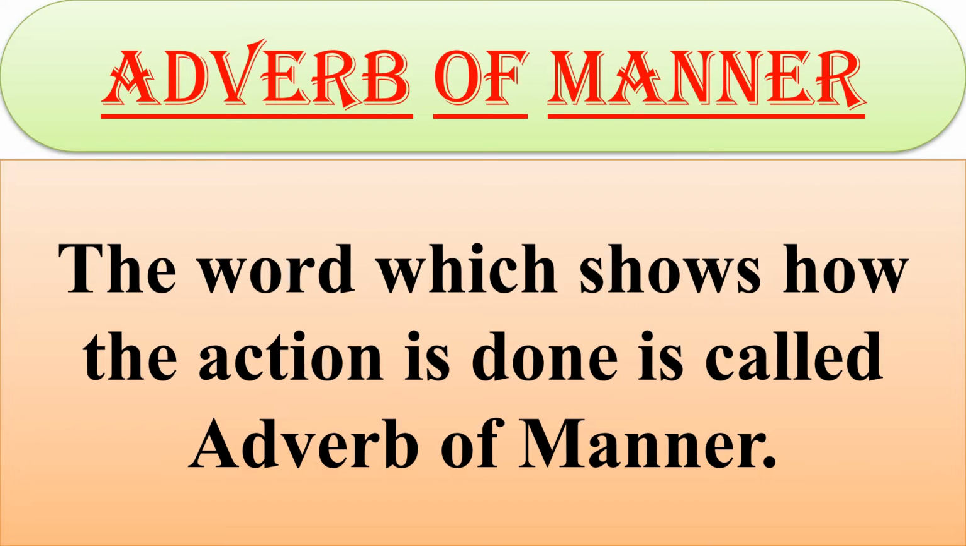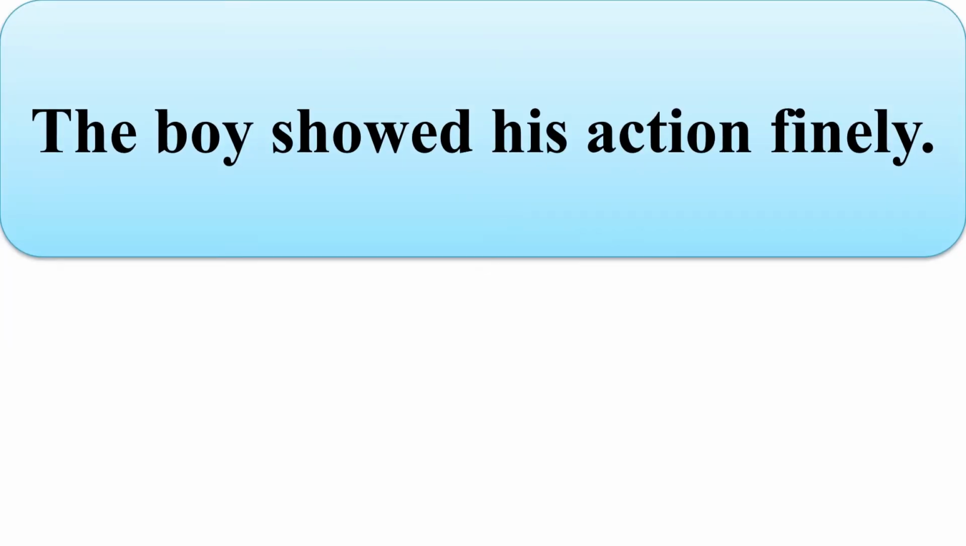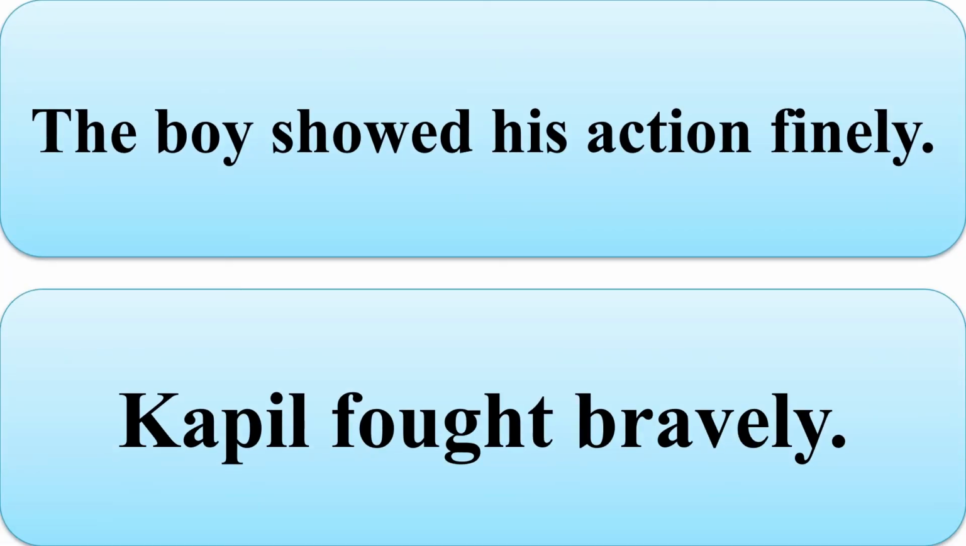जो वर्ड हमें ये बताते हैं कि एक्शन कैसे हुआ था उन्हें हम कहते हैं adverb of manner. The boy showed his action finally. Showing the action is verb. And how did he do the action? He did it finally. Finally is showing the manner in which the action was done. So finally is adverb of manner.